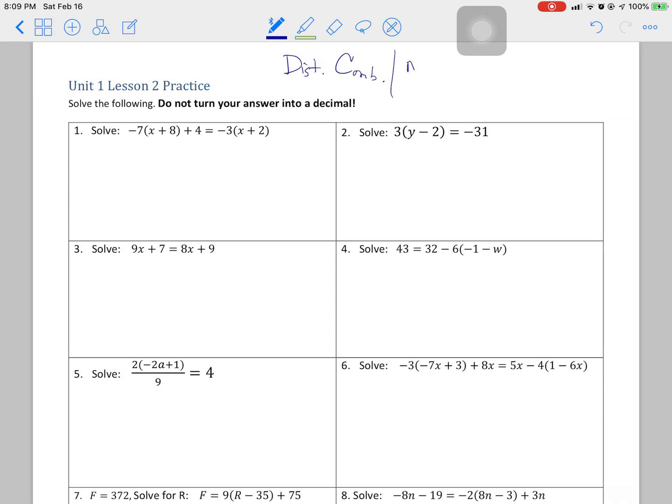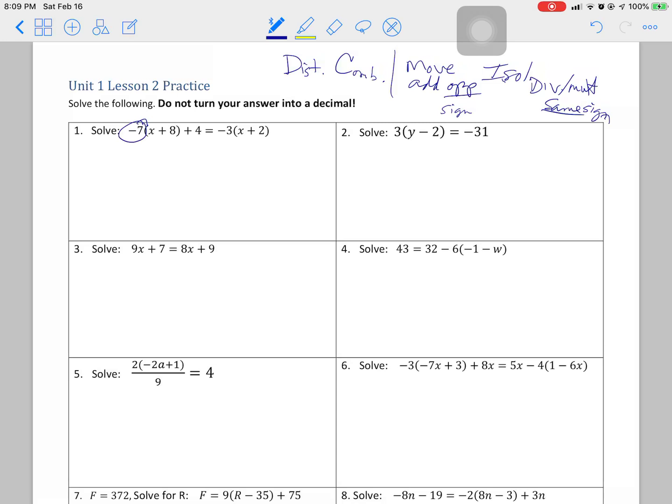then we're going to move across the equal sign by adding opposite, and then we're going to isolate our variable, x or r or w or whatever it is, by dividing or multiplying by same. So opposite sign, same sign. Okay? All right, so this one has a distribution.